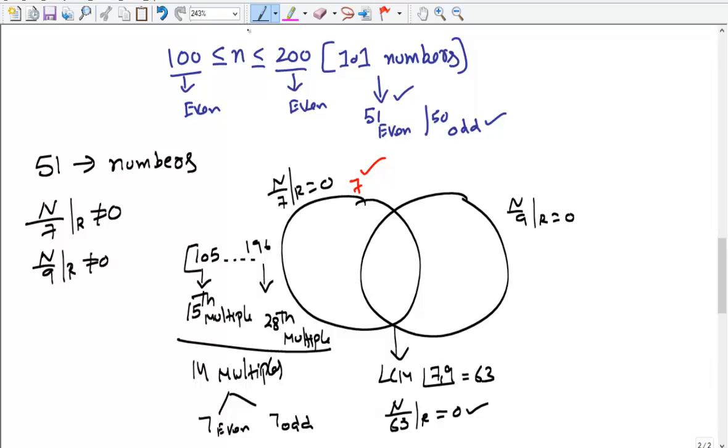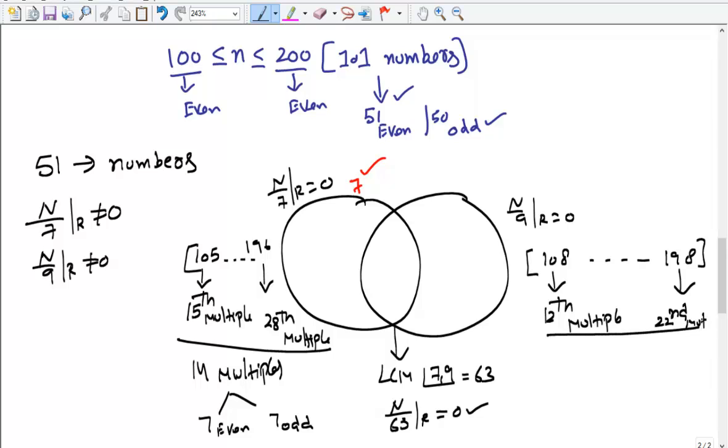So what is the first multiple of 9 which comes after 100 or including 100? 11 nines are 99. So that's 12 nines. That is 108. This is the 12th multiple. Now what is the last one? That is 198. That is the 22nd multiple. Now these are 12th to 22nd. That is 11 multiples.